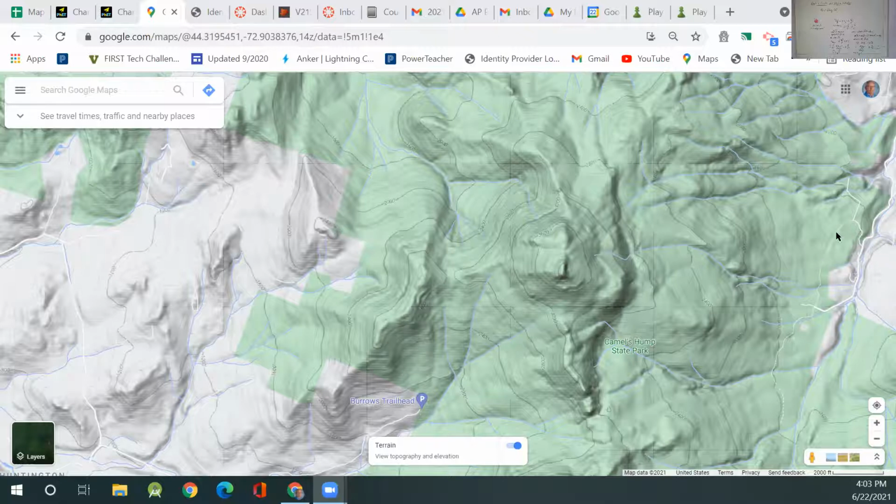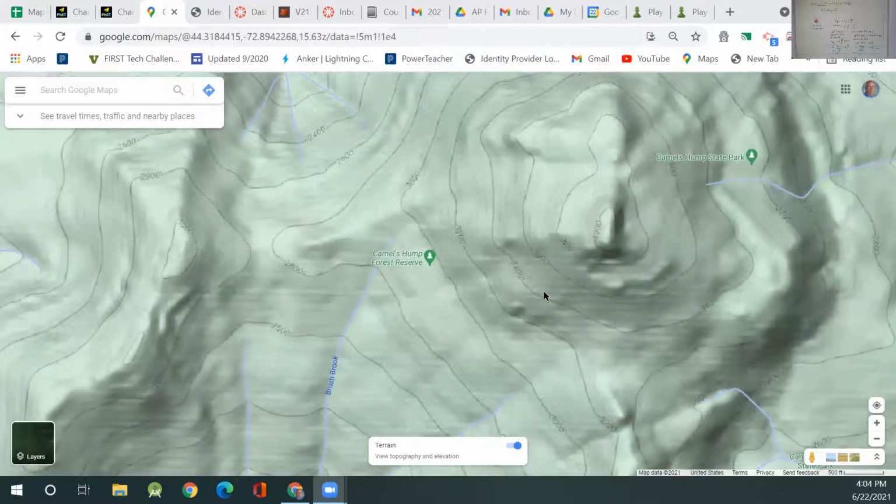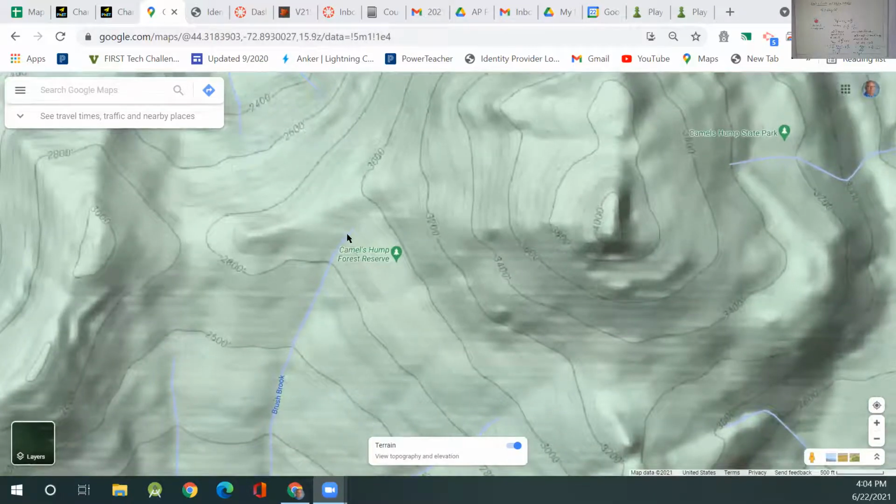So up to the north here is going to be the Winooski River Valley, and we can see this is the summit of Camel's Hump. And if we zoom in really close, we can see some little stream beds. So when the snow melts in the springtime, these little brooks start running pretty quickly.